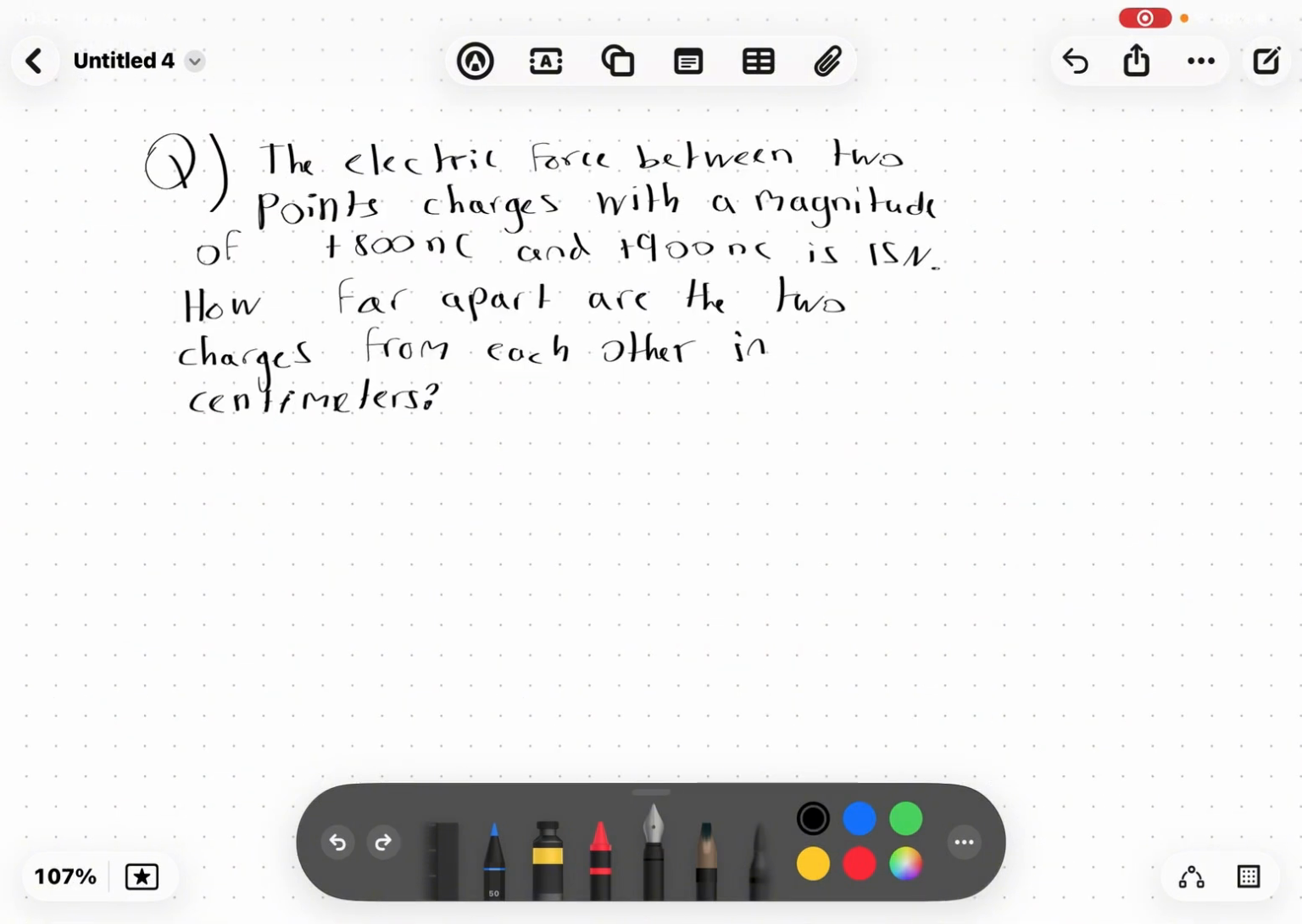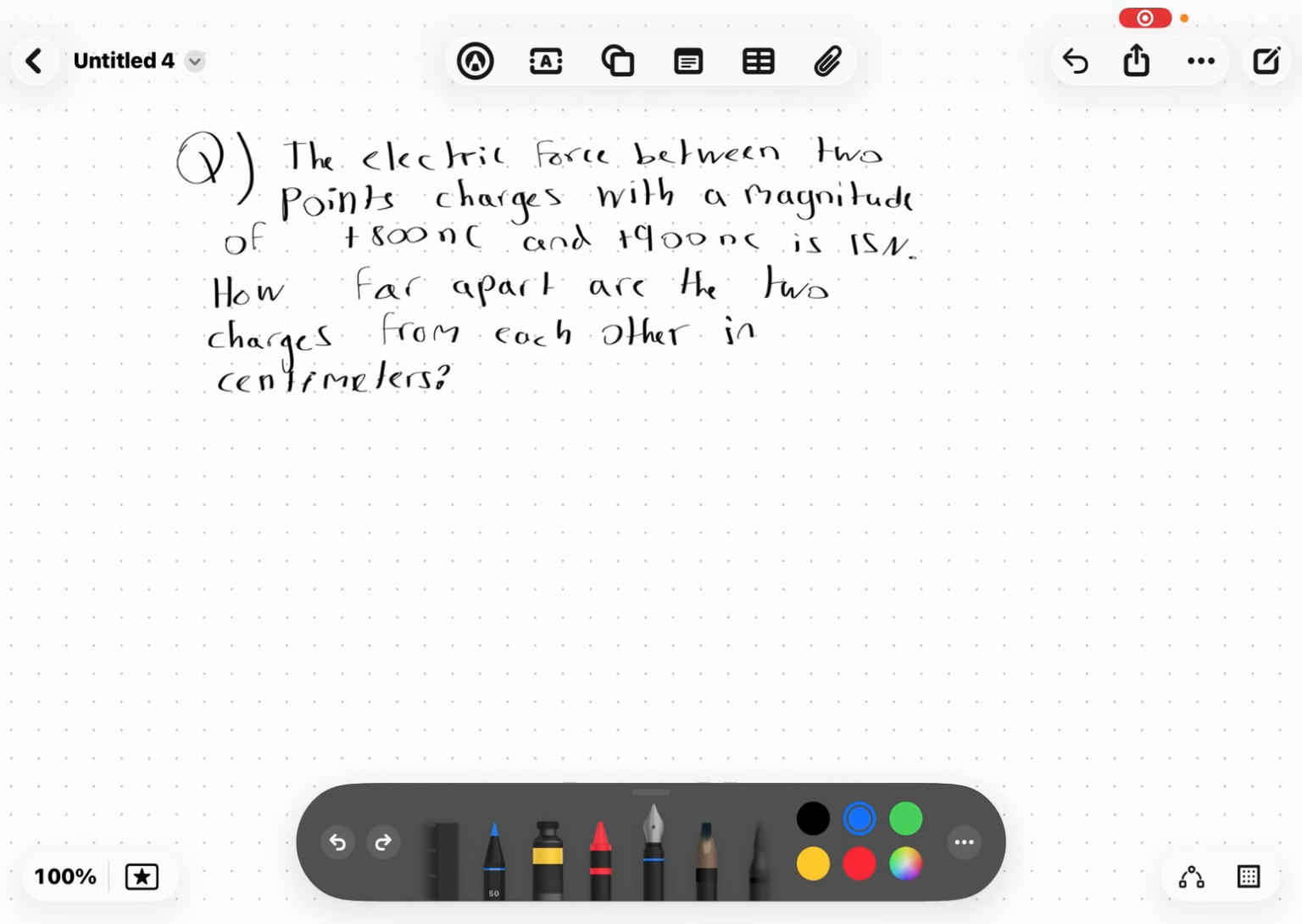So here's the next question. Read it, please. This time we're looking for the distance, and it's going to be in centimeters, so we have to transform it into centimeters, because it's usually in meters. But before anything, let's find out what's going on. Two charges, force 1, force 2. It doesn't matter which one is which. Also, nano equals 10 to the power of minus 9. Keep that in mind. They're both positive, so they're going to be repelling each other.